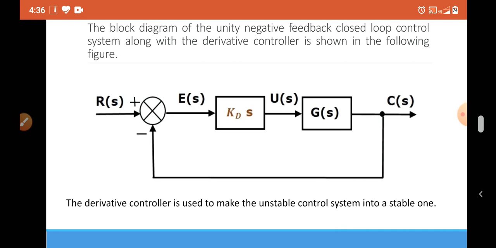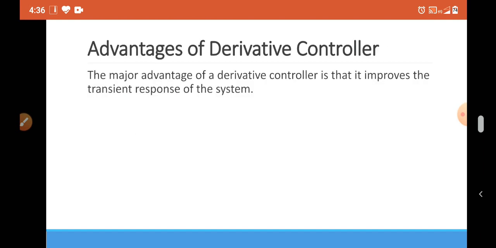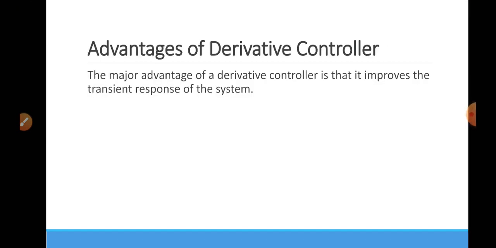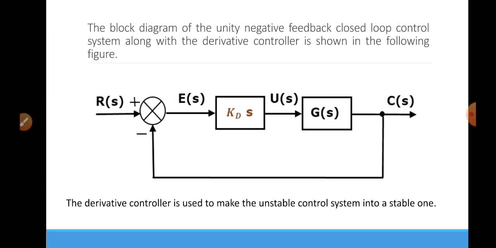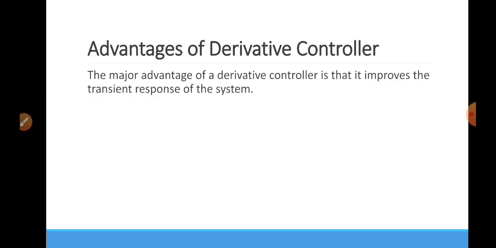Okay, so this was about the derivative controller. Let us go ahead and see what is the advantage of the derivative controller. The major advantage of the derivative controller is that it improves the transient response of the system, as well as it stabilizes the system. So these two are the advantages of your derivative type of controller.